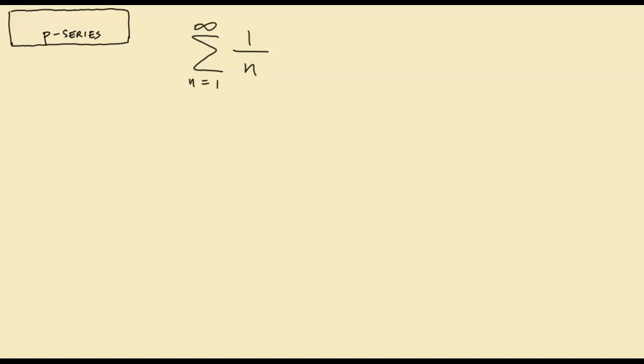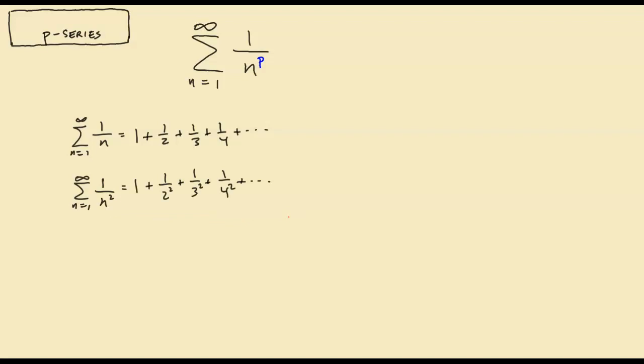A p-series is a series of this form, where we start with a harmonic series and we raise every term to the power of p, where p can be any real number. So when p is 1, we get the harmonic series. When p is 2, we get this p-series. The p-series when p is 18 is this series. Again, we're just taking the 18th power of every term in the harmonic series. And there's no need for p to be a whole number.